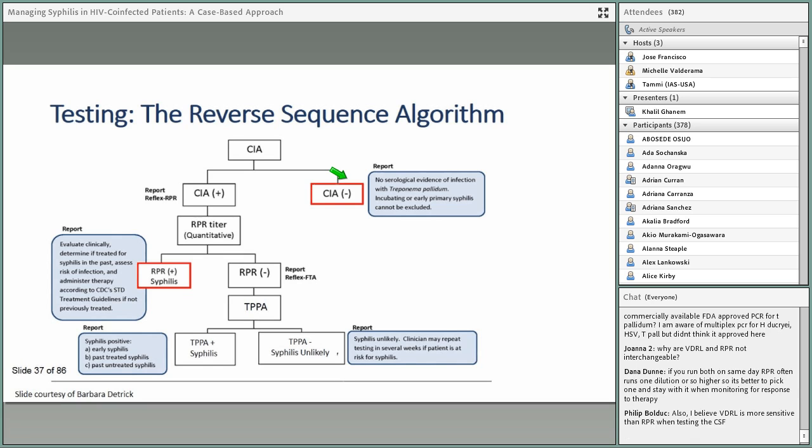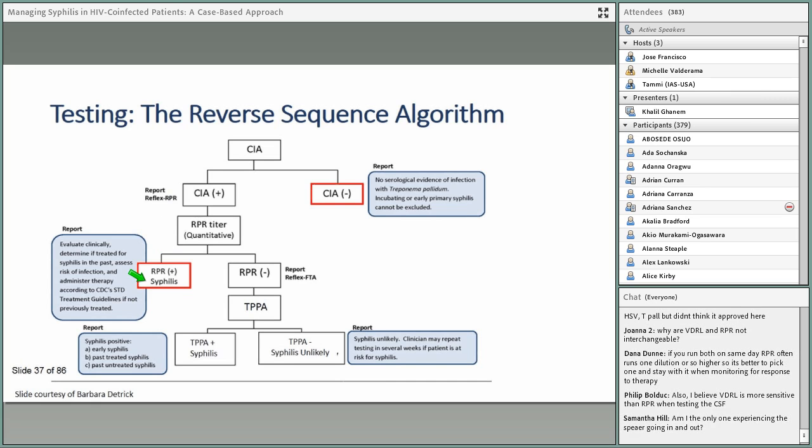So now, let's go over this algorithm. Now, you can start by screening a patient with a non-treponemal test or a treponemal test. People get very confused about labs that start with a treponemal test. And the reason why labs start with a treponemal test in many places is because of cost-cutting measures. It's cheaper to start with a treponemal test.